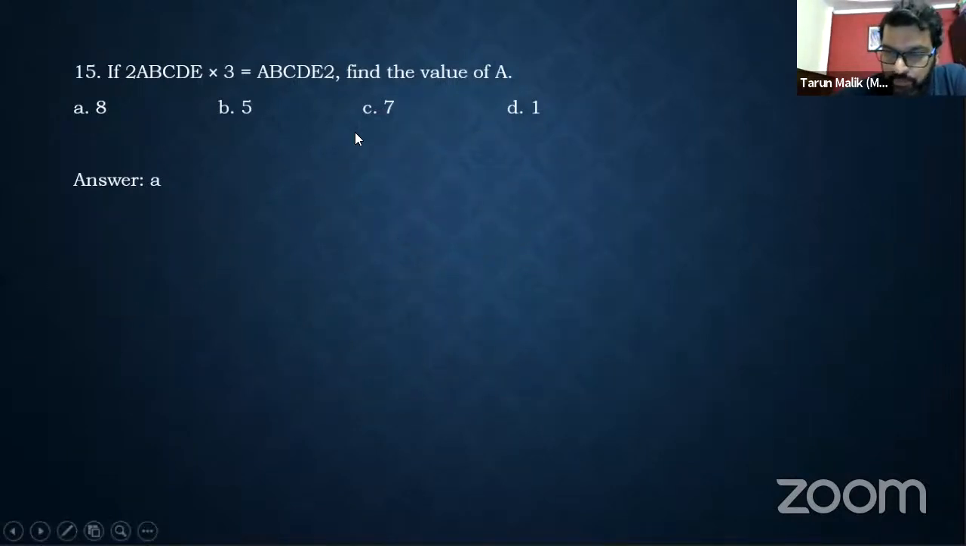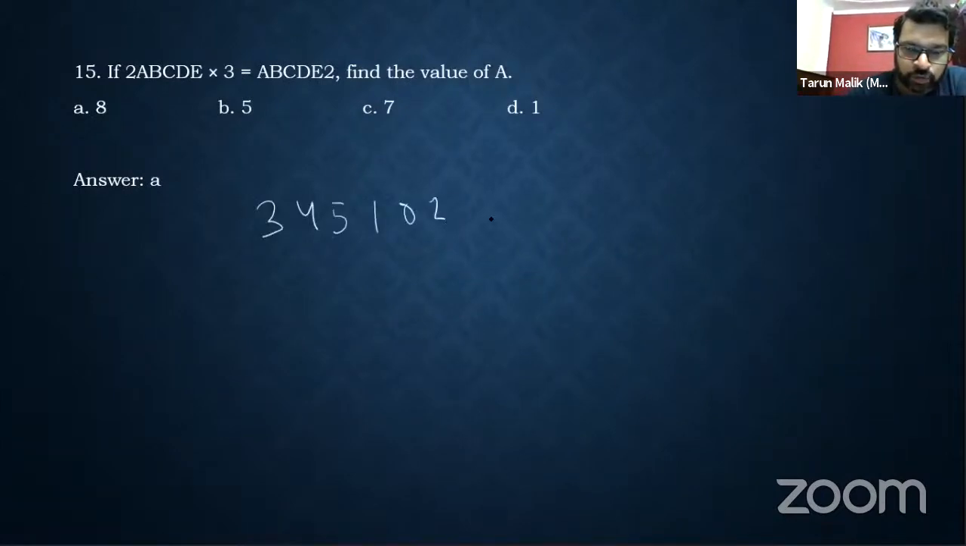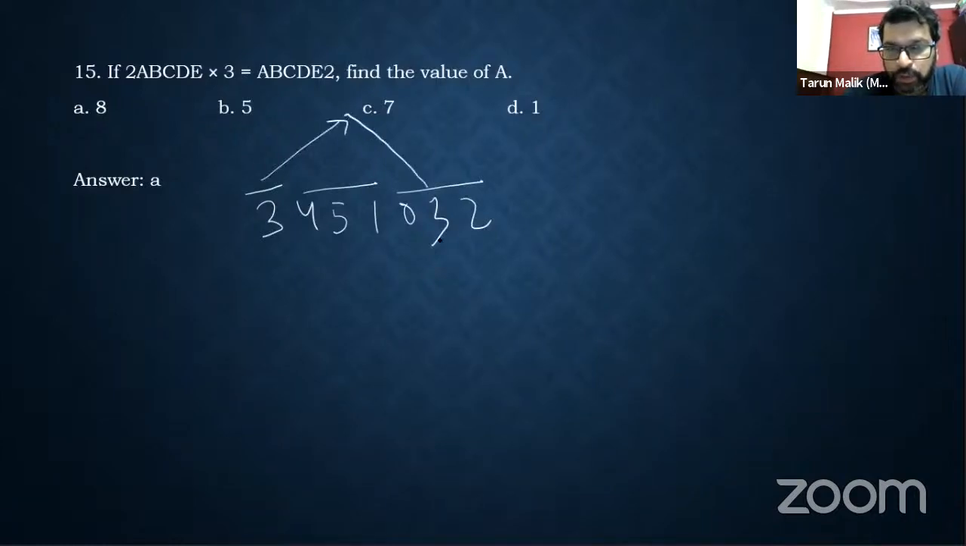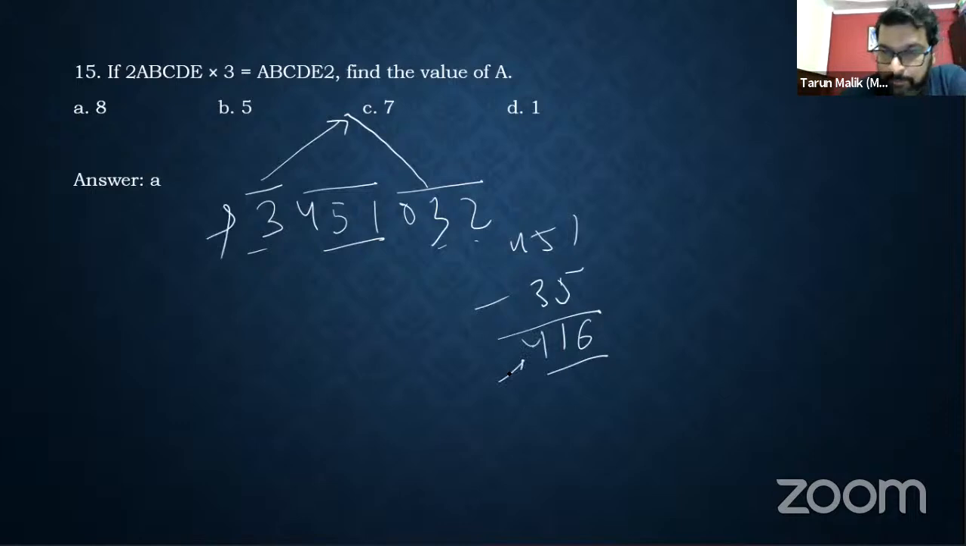Seven divisibility rules, some of you are asking. 3, 4, 5, 1, 0, 3, 2. Make a group of 3 numbers from the right hand side. Add the alternate groups. So 0, 32 plus 3 is 35. This is a single, so 451. And subtract the smaller one from the larger one. If this difference is a multiple of 7, then this number is.